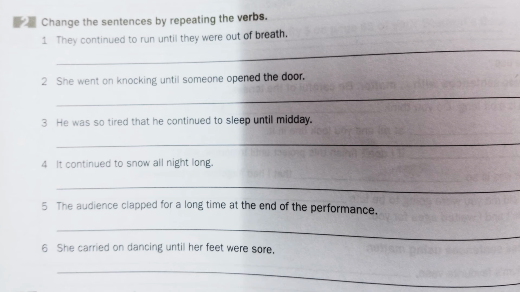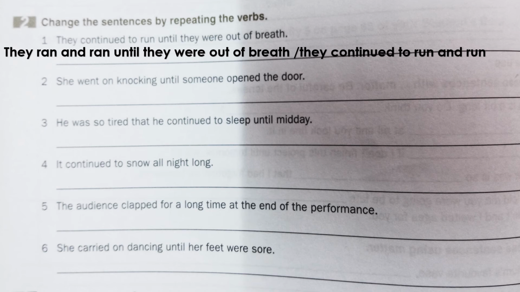The second activity: change the sentences by repeating the verbs. This exercise is very easy. You repeat the verbs to show that the action continues for some time. For example, they continued to run until they were out of breath. So you have two options: they ran and ran until they were out of breath, or they continued to run and run. The easier one is to repeat the verb: they ran and ran.